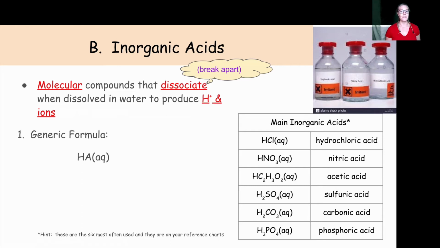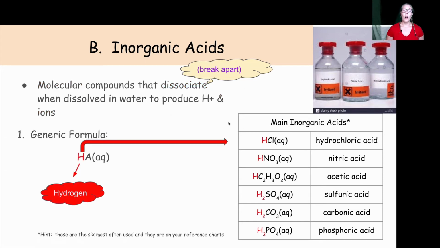So again, you're not going to have to name these, but let's look at the general formula because acids are incredibly important in chemistry. We will use them this year, hopefully when we're back on campus, so you want to be able to recognize acids. In order to recognize them, we're going to look at this generic formula that you're shown here, HAAQ. So all inorganic acids start with H, either 1 H, 2 H's, or 3 H's, and those H's are hydrogen.